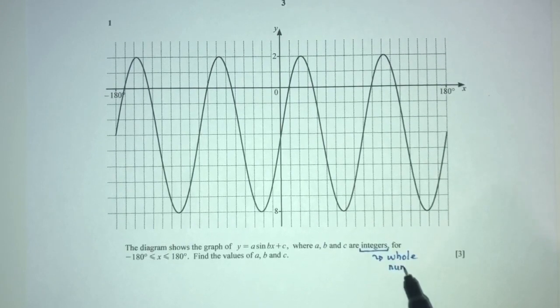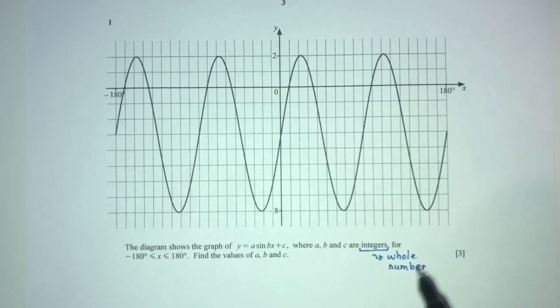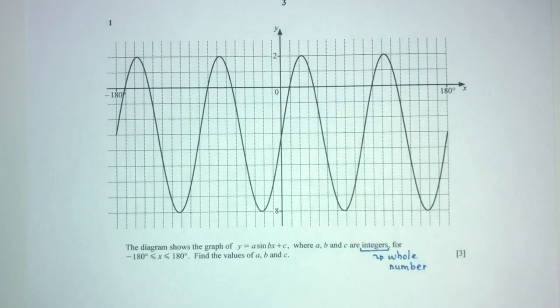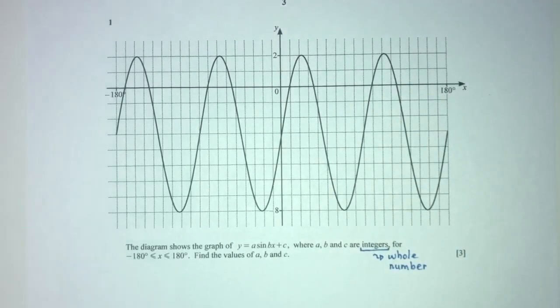So how can this help you? In the end, if you do something wrong in the question and your answer is some kind of decimal, maybe that's not right, because the question tells you a, b, and c have to be integers. Maybe something is wrong. So sometimes it can help you not make a mistake in the end. That's the main idea here.